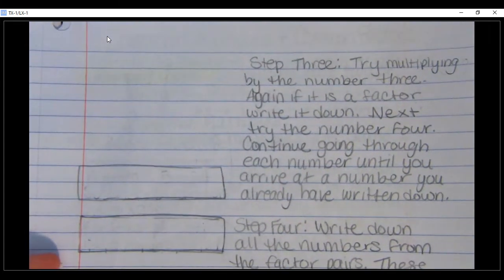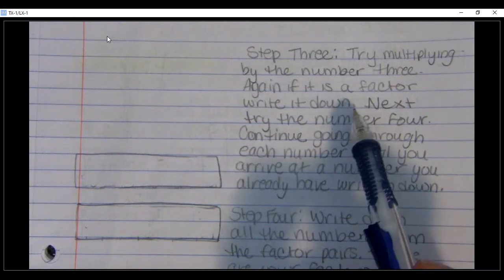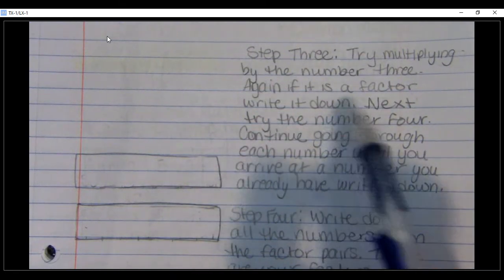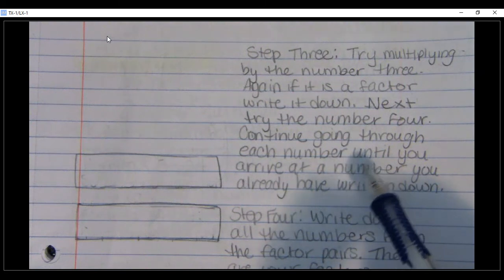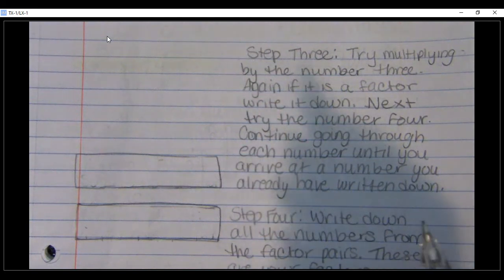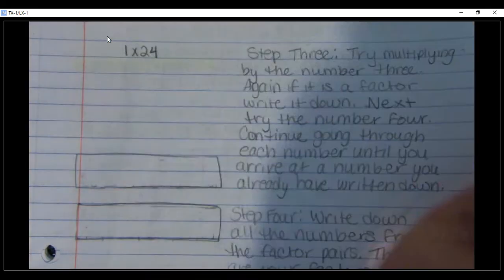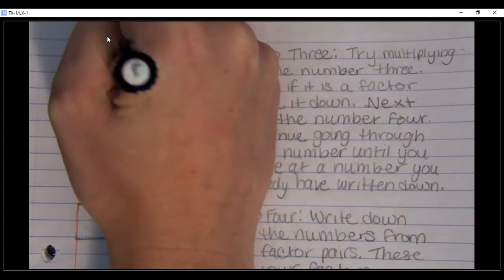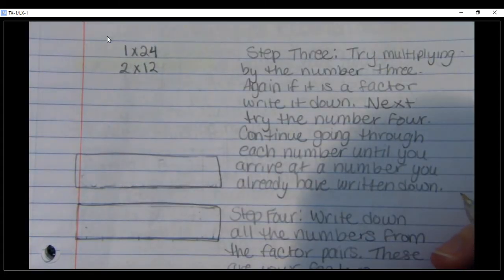Okay, step 3. Try multiplying by the number 3. Again, if it is a factor, write it down. Next, try the number 4. Continue going through each number until you arrive at a number you already have written on your paper. Okay, well, let's take it step by step. We already know that 1 times 24 is one factor pair. We also know that 2 times 12 is another factor pair. So let's try 3.